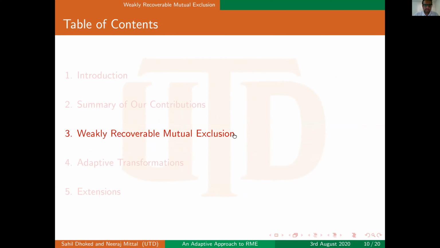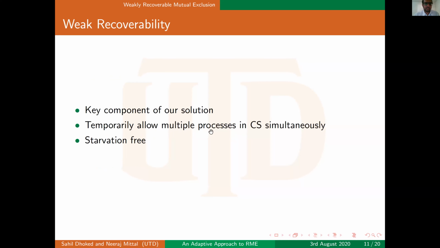And now we present our solution to recoverable mutual exclusion. We first define a new problem, which is the weakly recoverable mutual exclusion problem, or what we like to call weak recoverability. This forms a key component of our solution. The idea is to allow multiple processes in the critical section simultaneously for a small amount of time in the presence of recent failures, but there could be no compromise at the cost of starvation freedom.